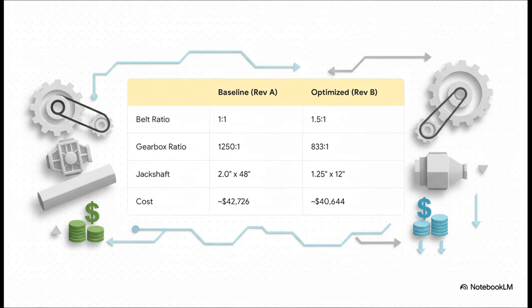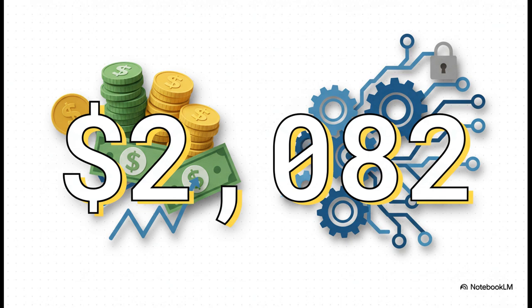We've got Rev A and Rev B. You can see the belt ratio changed, they swapped out the gearbox for a different one, resized the jack shaft, and then look at that bottom line. The cost changed too. And there's the result. By being able to explore these different options and track every change, the team found a direct cost saving of over $2,000. That's almost a 5% reduction.